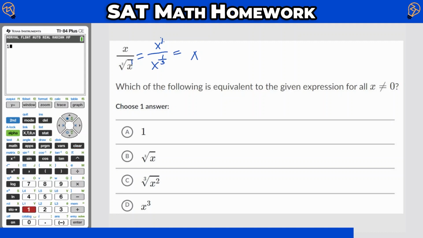Or you could just put it in the calculator, 1 minus, and then you could do alpha y equals, enter, and we'll type in 1, right? And we get 2/3. Well, when we look at the answer options, at this point we realize, well, none of them are in rational exponent form. I mean, technically D is, but that's not what we have. So if I rewrite it as x to the 2/3, reading right to left, that matches perfectly with C.